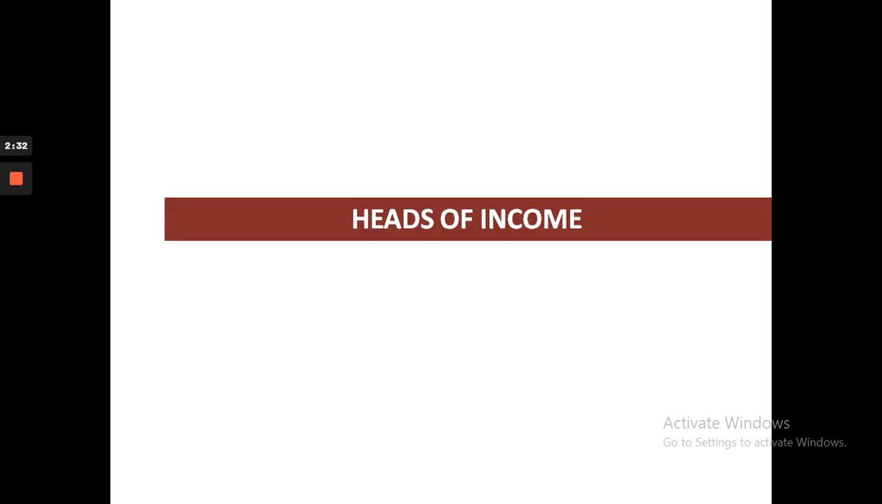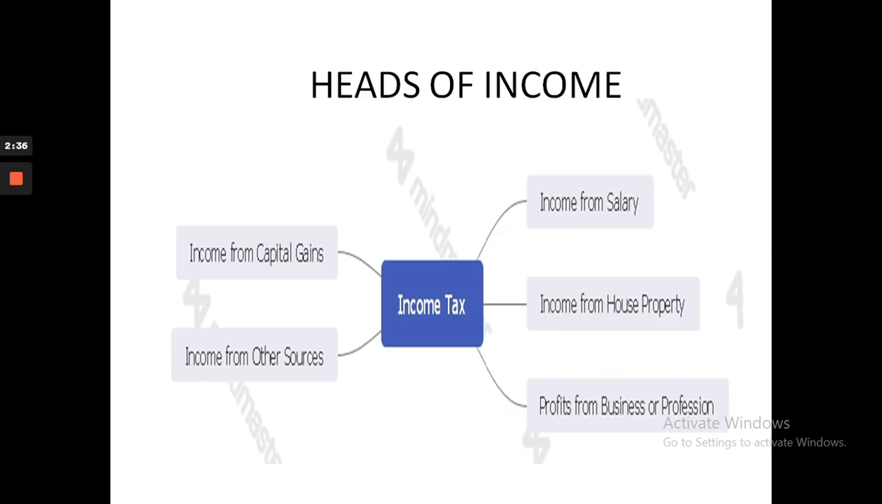Now we will move on to the heads of income. At present, there are 5 heads of income, such as income from salary, income from house property, profits from business or profession, income from capital gains, income from other sources.